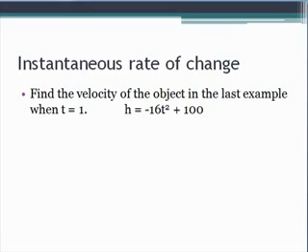So to find the velocity then, we need to find the derivative. So we'd get negative 32t. And the derivative of a constant is 0, so just negative 32t. And then we want to substitute in the 1 for the t. So the instantaneous velocity then at time 1 is a negative 32 feet per second.